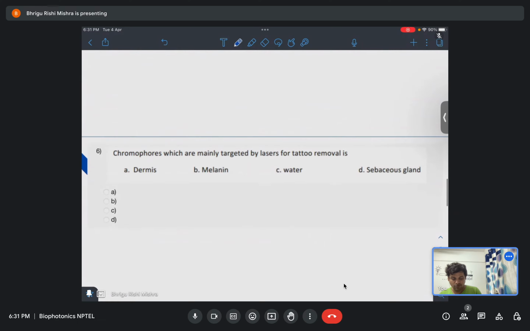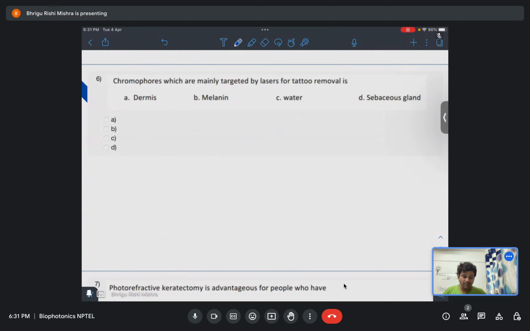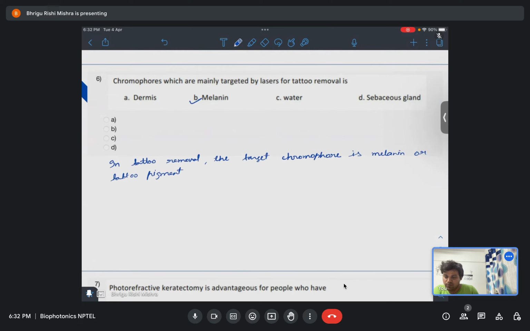Okay, let's go to question number 6. The chromophore mainly targeted by lasers for tattoo removal is melanin. So for tattoo removal, melanin or the tattoo pigment is targeted. In tattoo removal, the target chromophore is melanin or tattoo pigment.